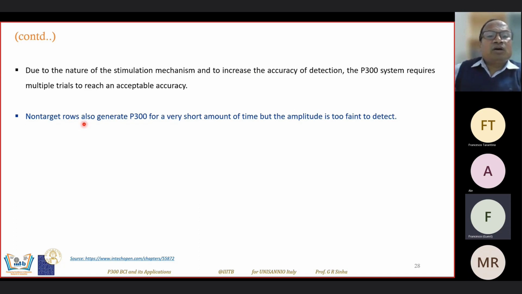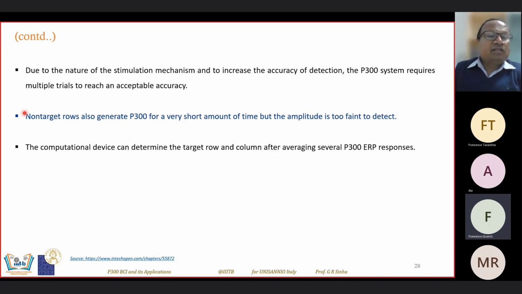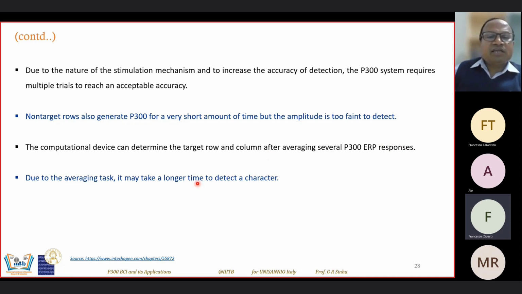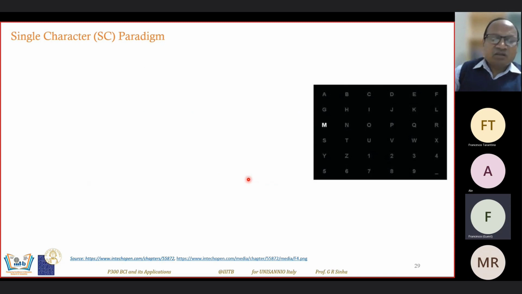Non-target rows also generate P300 for a small duration, but the amplitude is too faint to detect, so it will not be accepted as a target. The computational device can determine the target row and column after averaging several responses. So you can get the responses many times and calculate the average response. Due to the averaging task, it may again take a longer time to detect a particular character.